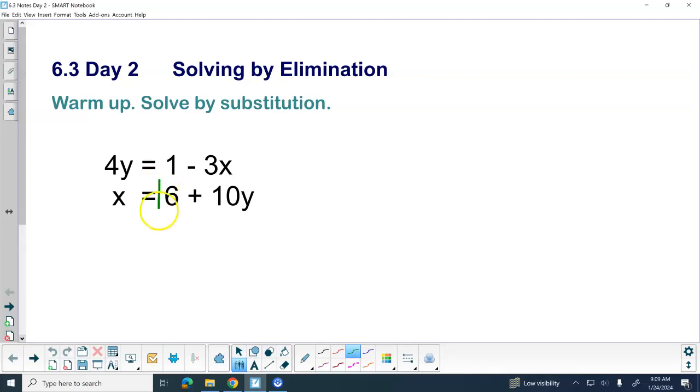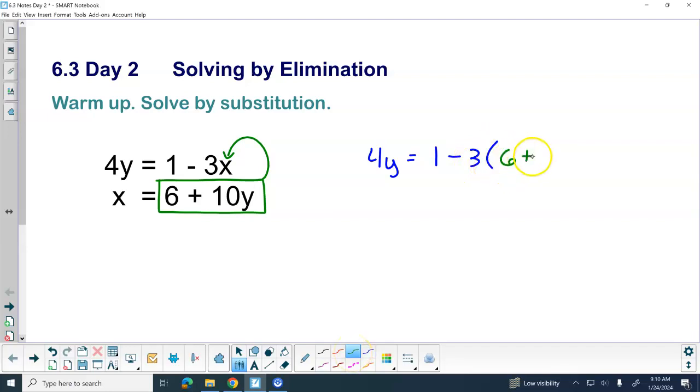Well, sometimes we just get lucky and it's already done for us. So we're going to take that one that's already solved for x and we're going to put it into the x in the other equation. So then that's going to be 4y equals 1 minus 3 times the quantity 6 plus 10y. Then I'm going to solve that. So then that's going to be 4y equals 1 minus 18 minus 30y.